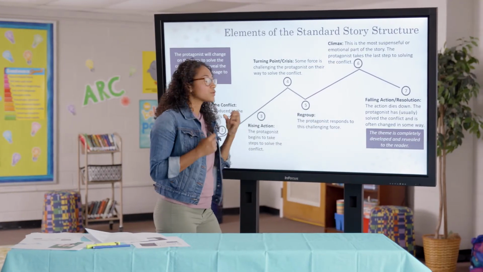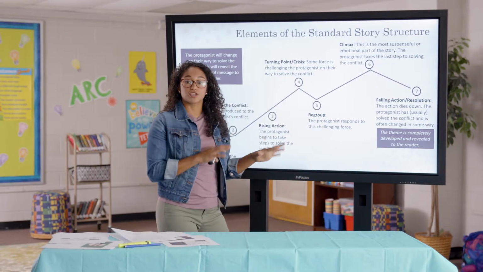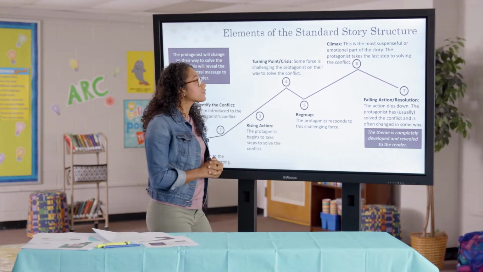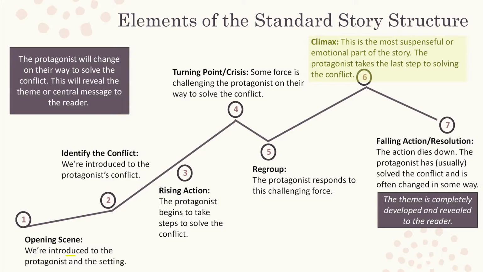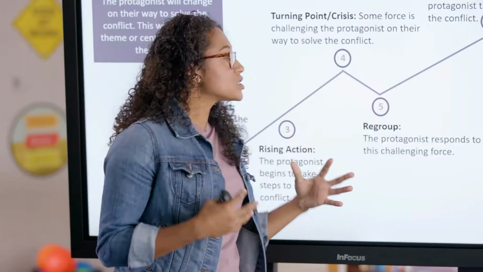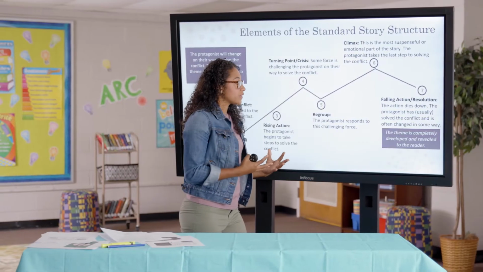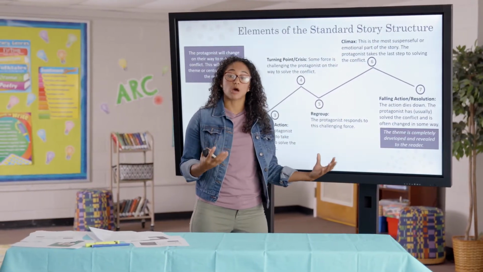Then the protagonist regroups. They deal with that force that is challenging them and trying to keep them from solving their conflict. Then we make it up to the climax, which is the most suspenseful or emotional part of the story. The protagonist takes the last step to solving the conflict. Then we end with our falling action and our resolution. The action dies down, the protagonist usually, but not always, solves the conflict and is often changed in some way.